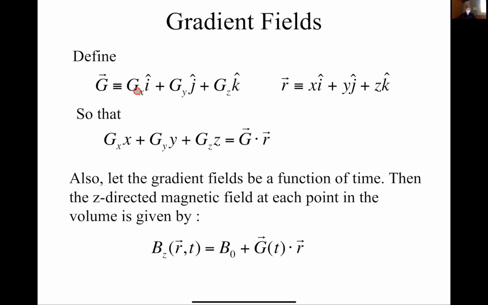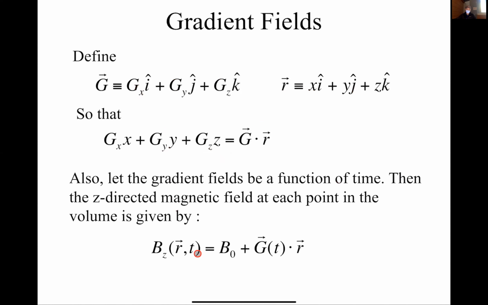We're also going to start defining things. We're going to define a gradient vector that has Gx, Gy, and Gz as its components. And we'll have our typical position vector here as well. That's going to be useful because then we can use the dot product of G dot r to get me Gx x plus Gy y plus Gz z. So I'm essentially adding up all those gradient terms with that notation.